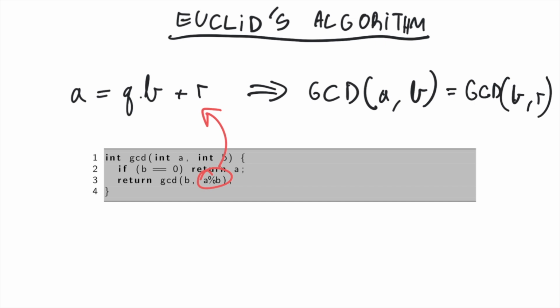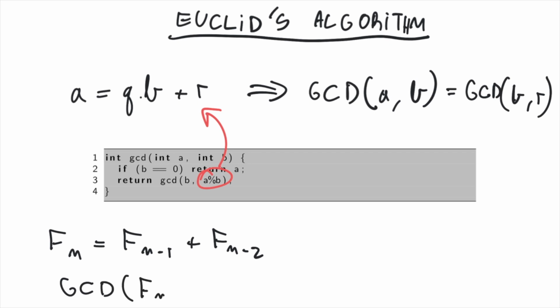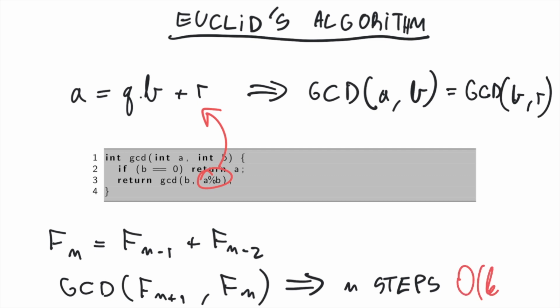Now one can show that if you define the Fibonacci numbers Fn equal to Fn minus 1 plus Fn minus 2, then the computation of the greatest common divisor of Fn plus 1 and Fn takes n steps, and because Fibonacci numbers grow exponentially, that means the algorithm is O of log n in the worst case scenario.